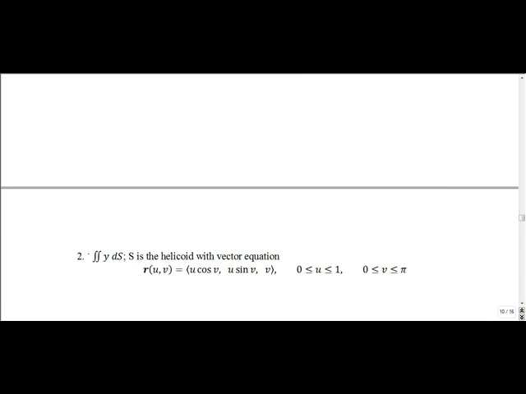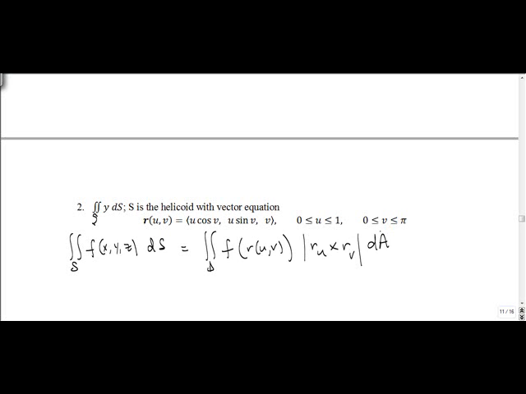Number 2. Why does this look so familiar? Is that the same? Oh no, there's a slight difference. We want to find the surface integral, the double integral over S of y ds, where S is the helicoid with vector equation as follows, and you see the range of values of u and v. Let me write the formula again: the double integral over S of f of x, y, z ds is the double integral over D of f of r of u, v times the length of r u cross r v dA.